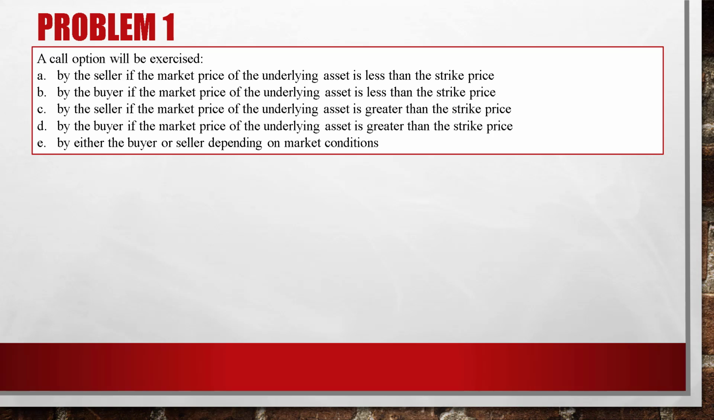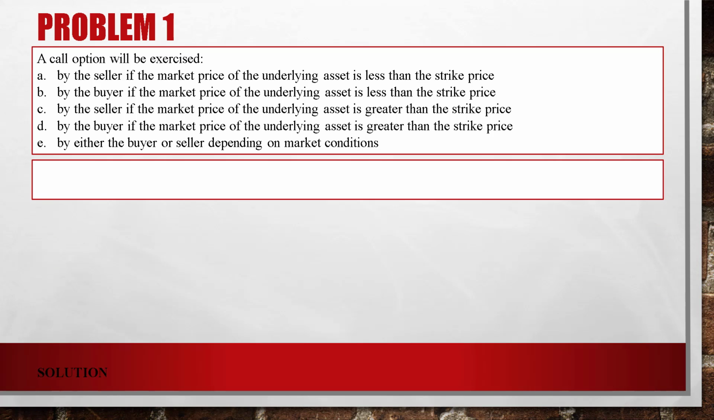So remember, a call option by definition is an option that allows the investor to buy the stocks. So a call option should be exercised by the buyer, and there are two possible answers here, B and D, but D should be the correct answer because the buyer wants to see whether the market price of the underlying asset is greater than the strike price. That is why the payoff should be S of T minus K. So D is the correct answer.